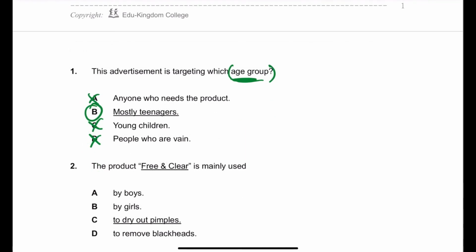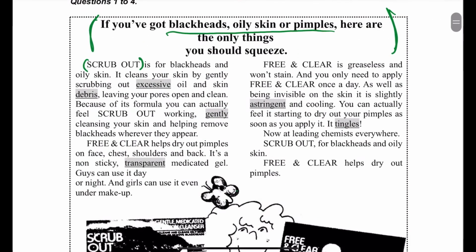Question 2 introduces us to a second product. So the product free and clear is mainly used by A, B, C, or D. Okay, so for A and B, we have audiences. So we're going to try and find out if they're trying to tell us the target audience or the purpose. So C and D. If we refer to the text, let's take a look where it says free and clear. The first time they actually tell us free and clear is here in the second paragraph. And the very first sentence already says helps dry out pimples on face, chest, shoulders, and back. Okay.